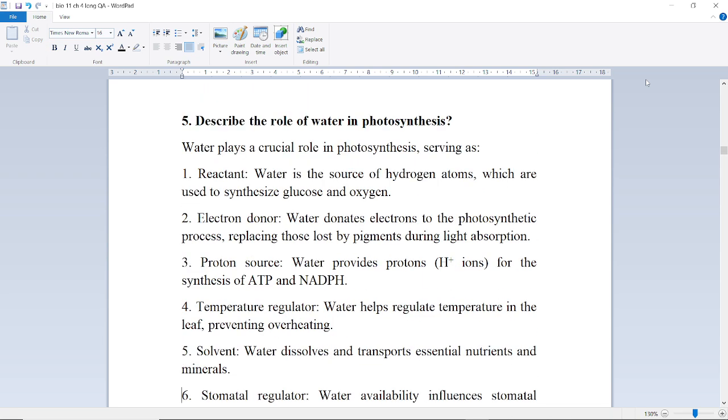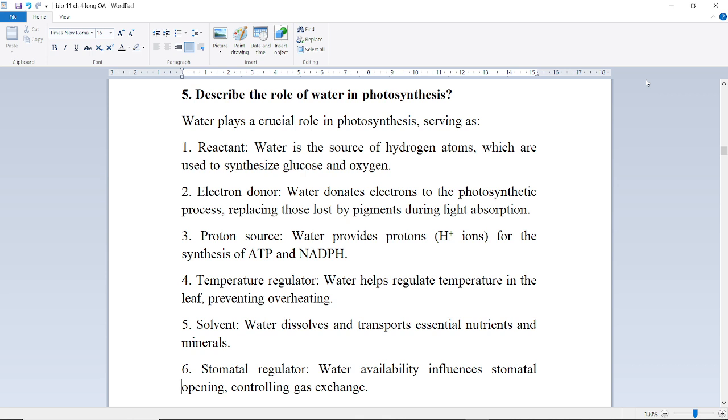Next question is, describe the role of water in photosynthesis. Water plays a crucial role in photosynthesis, serving as a reactant.